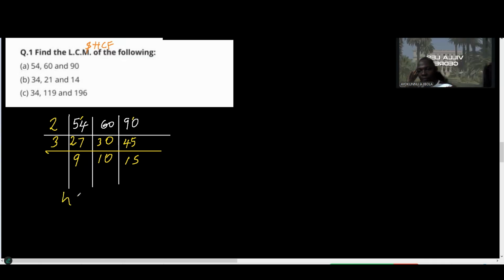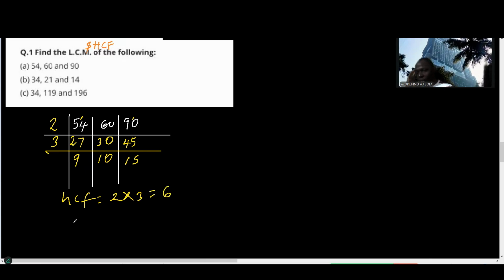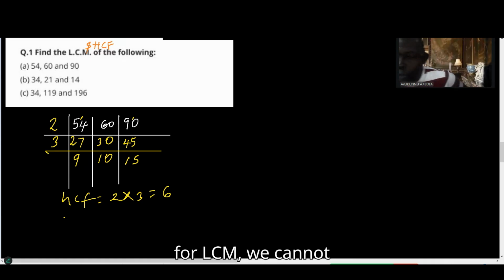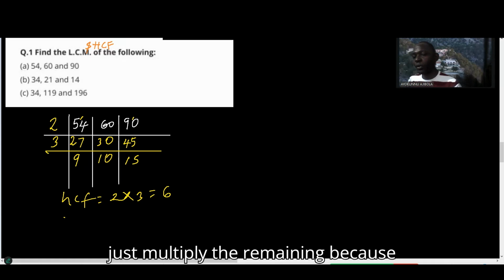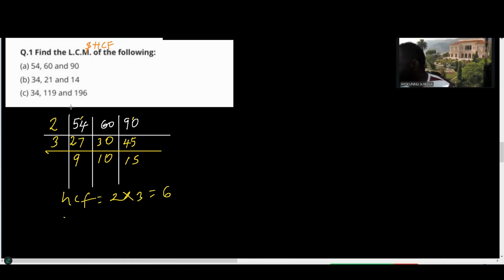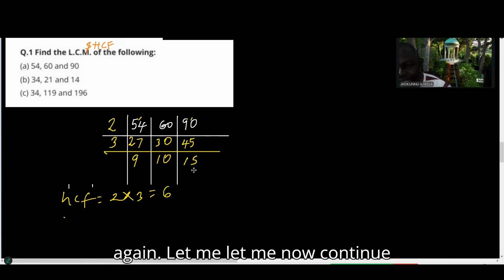What's the HCF? Two times three. That's 6. Now for LCM, we cannot just multiply the remaining because it's three numbers, right? Yes. We have to divide again.